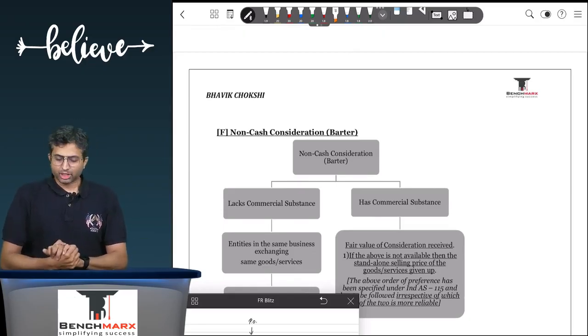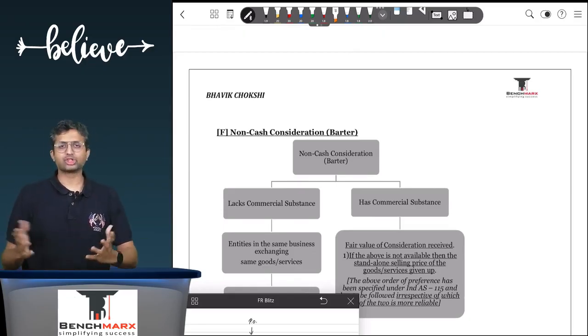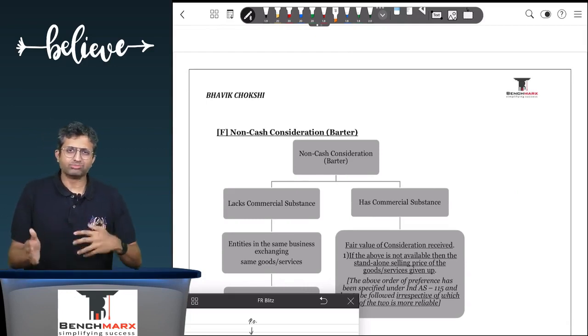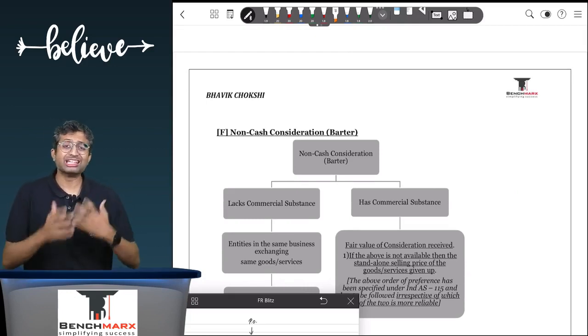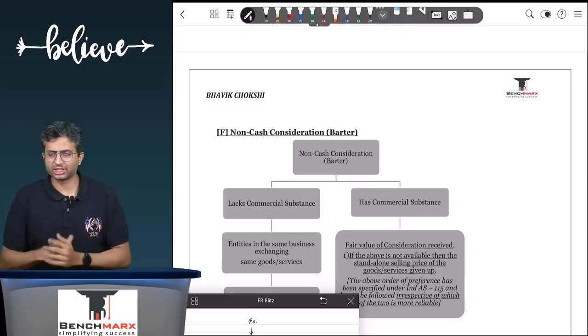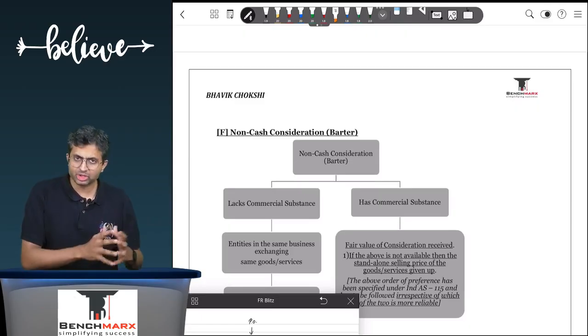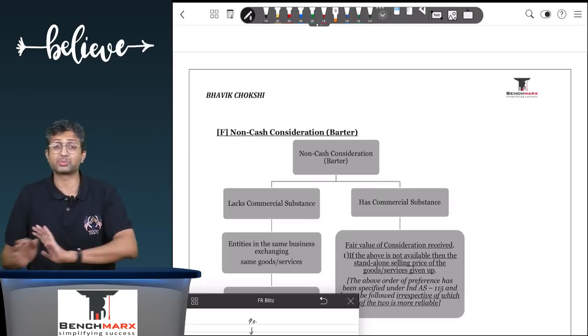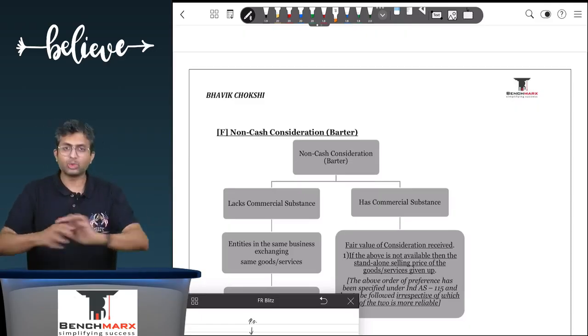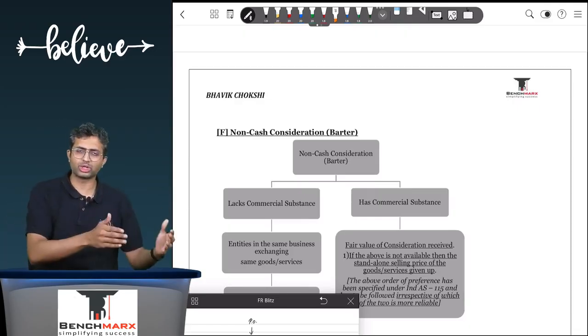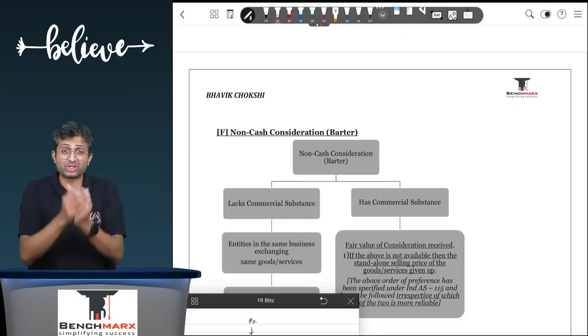So the next part involves non-cash consideration. This is barter. Barter was also earlier covered in Ind AS 16, Ind AS 38, Ind AS 40, etc. But here the terms and conditions of barter are slightly different. So when we are looking at barter, barter over here is considered to lack commercial substance. If the barter is lacking commercial substance, we say that it is not an accounting contract in the first place. If it is not an accounting contract, then Ind AS 115 on revenue does not even apply.